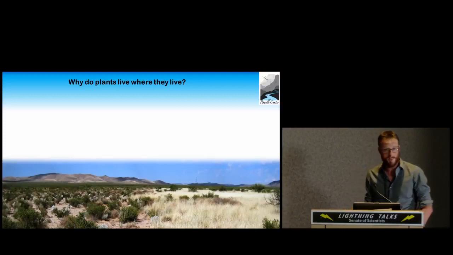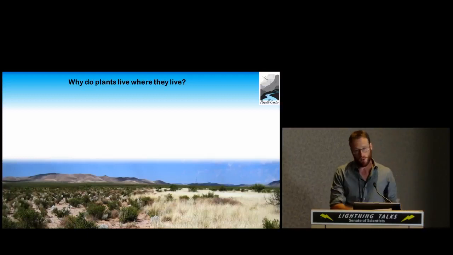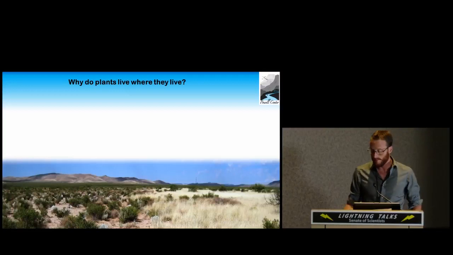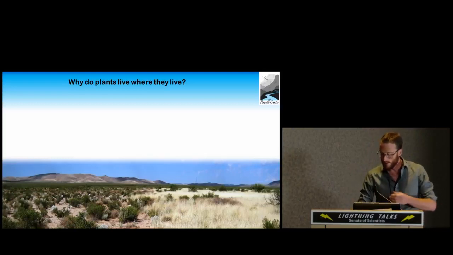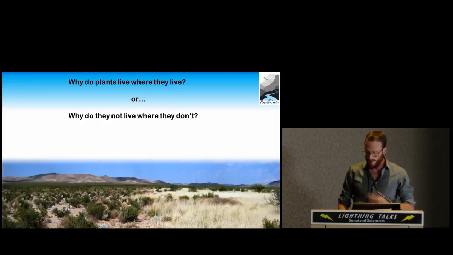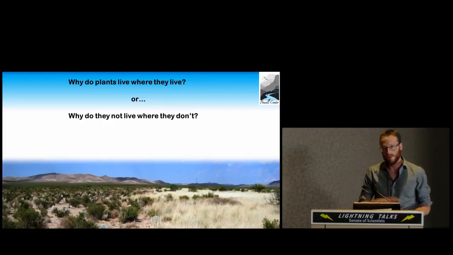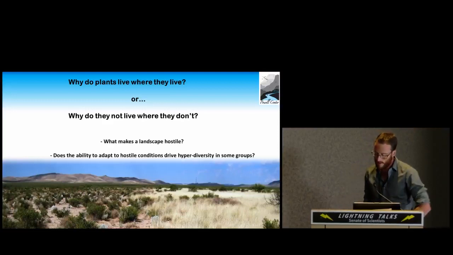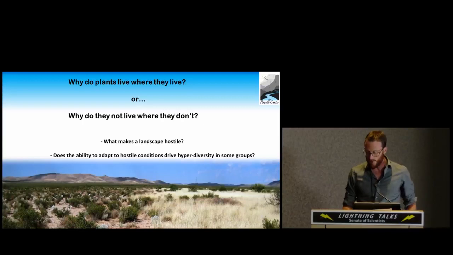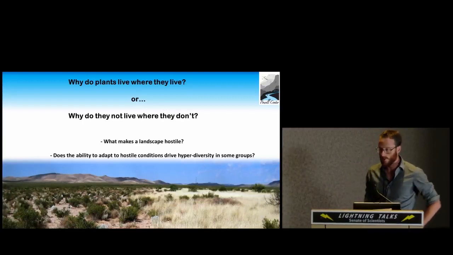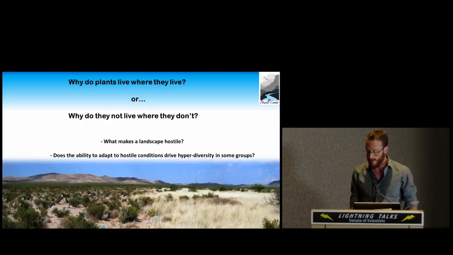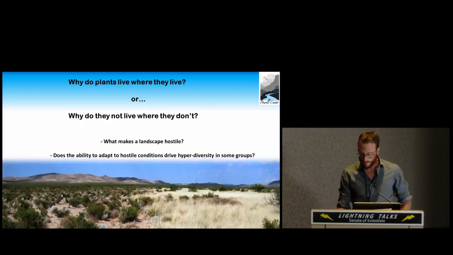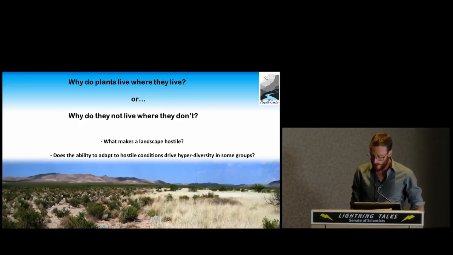So the question remains, why do species live where they do? Linked to this question is why are some groups of species so much more diverse than others? An alternative way to look at this question is to flip it upside down and ask, why do species not live where they don't? Does something in the landscape make it hostile to some species? If so, could adaptation to tolerate these conditions allow those other groups that do thrive there to expand and become hyperdiverse? As mentioned, these questions are not new.